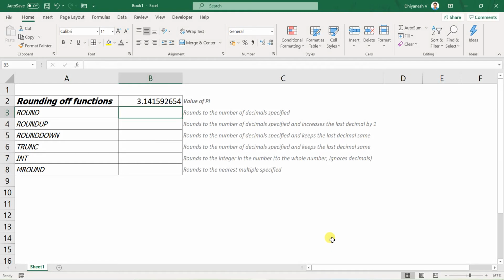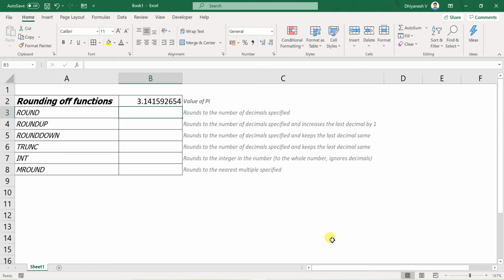Hi everyone, in this video I will be explaining the various types of rounding off functions available in Microsoft Excel. As listed here, there are 6 types of functions: round, round up, round down, truncate, integer and mround. So the normal round function follows the general rounding off principles.